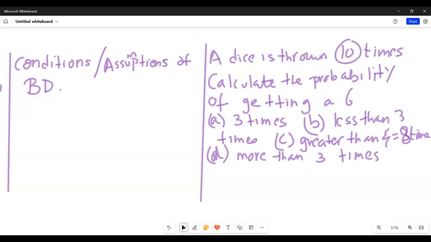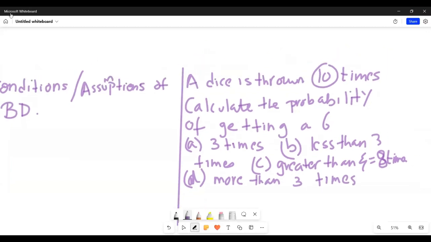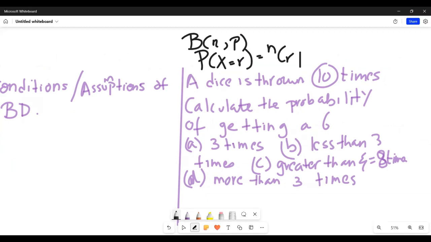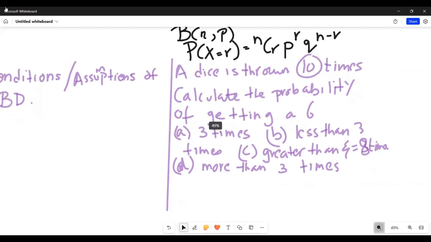Okay, let me also write the formula at the top. So the formula for binomial distribution is, the distribution should be binomial. The parameters you must know should be n and p. And the formula is probability X equals r would be nCr p^r q^(n−r). ये फॉर्मूला बाय द वे गिवन होता है फॉर्मूला शीट पे. Okay.